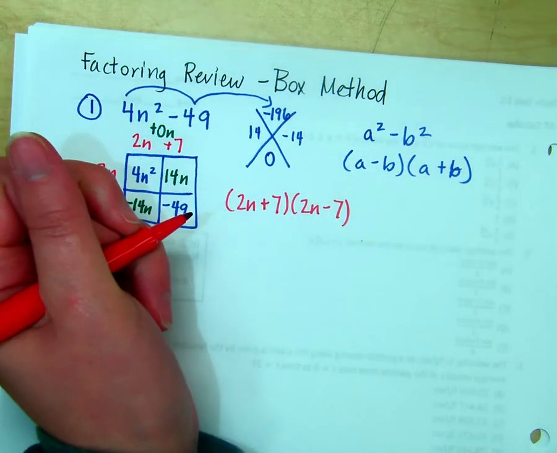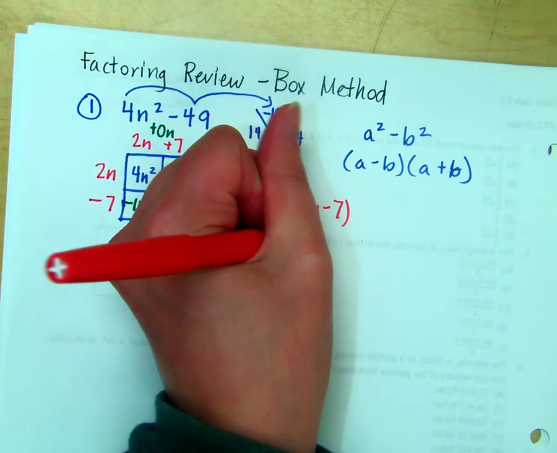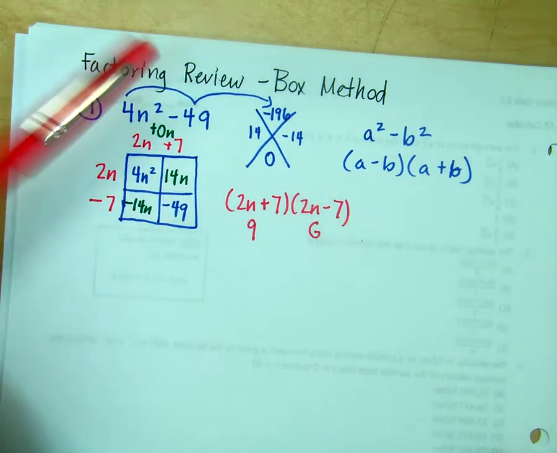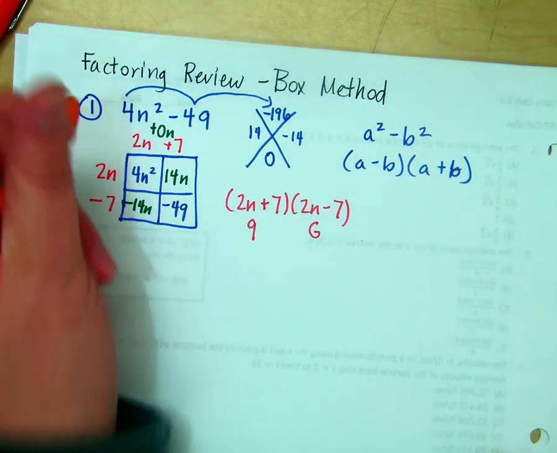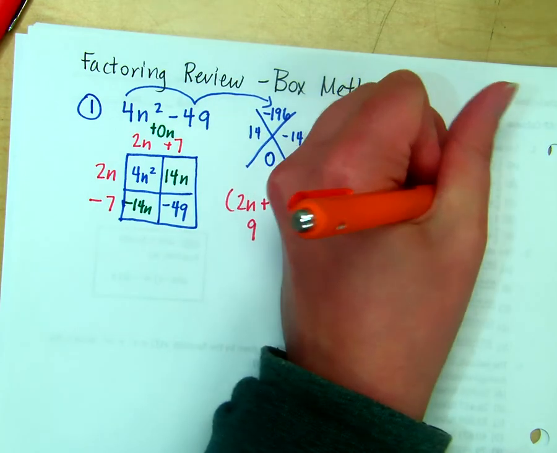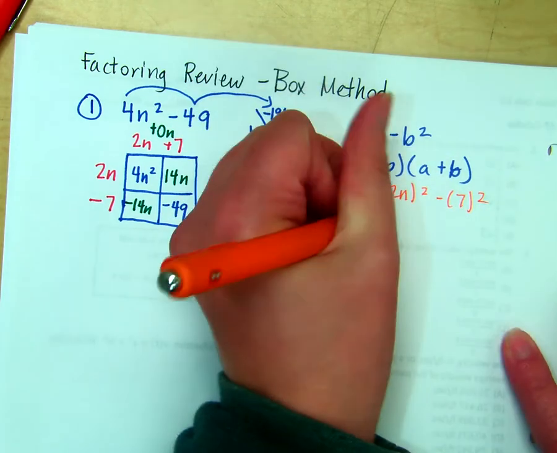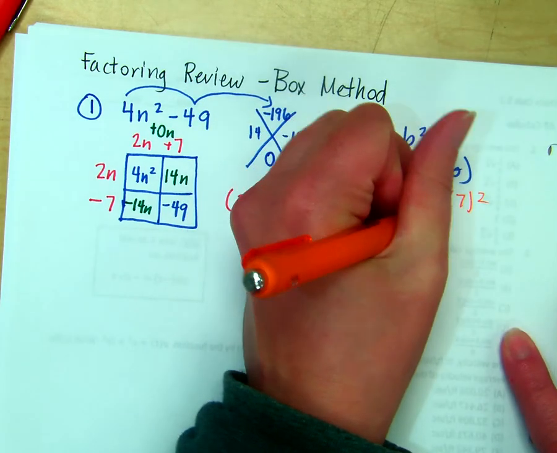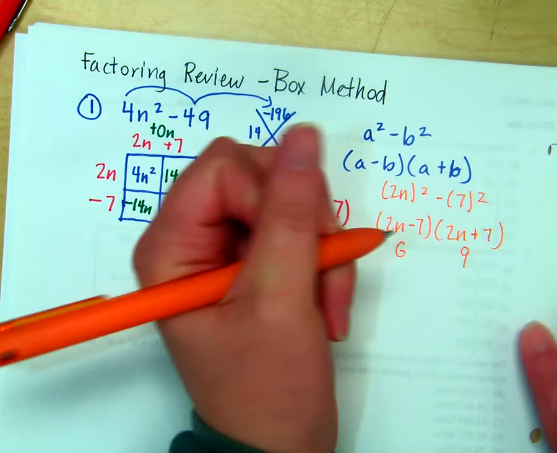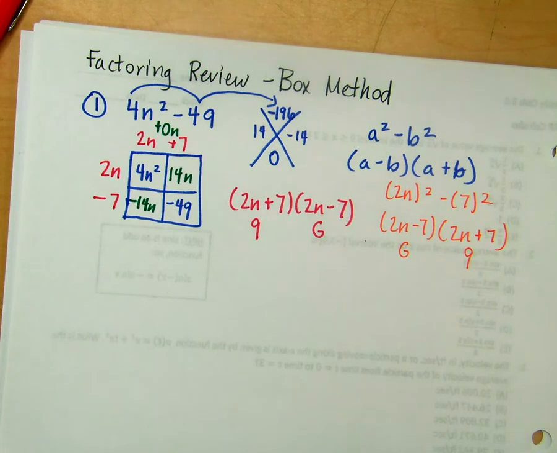So if I look at the worksheet, 2n plus 7 is 9 and 2n minus 7 is g. So if I do the puzzle in box 9, I will write a g. If you recognize this to be the difference of 2 squares, 4n squared is 2n quantity squared, and 49 is 7 squared. So 2n would be my a, and 7 would be my b, and so I'd have 2n minus 7 and 2n plus 7. So that's again g and 9. It works out either way you do it, but that's what happens when there's not a middle term. It's the difference of 2 squares.